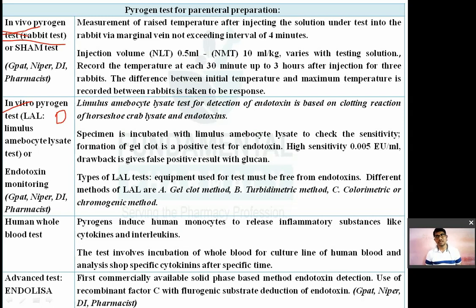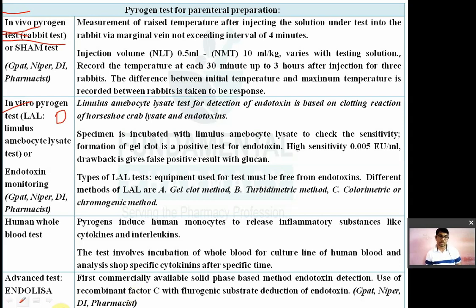You have to measure their temperature, that is the rectal temperature. So in their rectum, insert a thermometer and check the temperature. And everyone's temperature should come out the same. There should not be a difference in temperature of more than 0.2 degrees Celsius. If there is a difference in the temperature of anyone, you have to reject that rabbit. So you have to choose the 6 rabbits which have similar temperature. Temperature is measured by inserting the thermometer in the rectum. The in vivo pyrogen test is also known as the sham test.